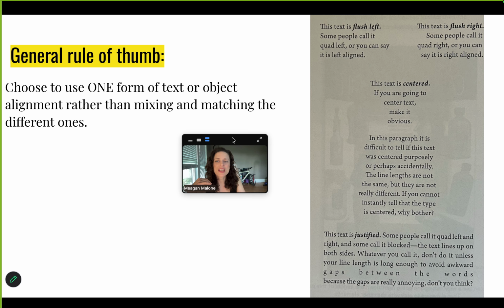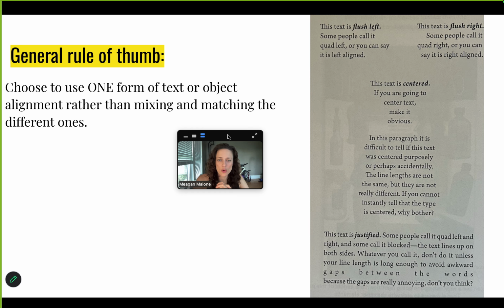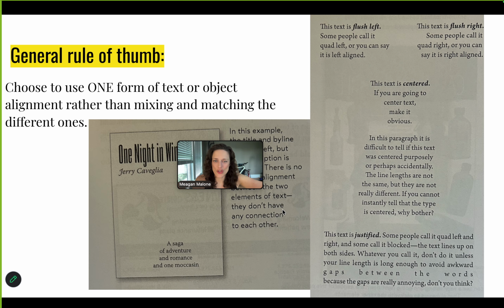So what she says, and I'm not going to strictly enforce, but I will absolutely tell you if you are doing too many different alignments. Here's what you should pay attention to. Choose one form of alignment and stick with it instead of mixing and matching. That's a good way to get started really practicing design that's intentional.